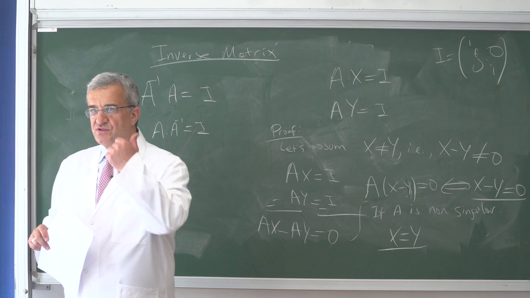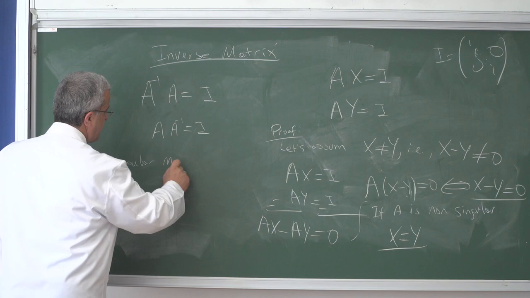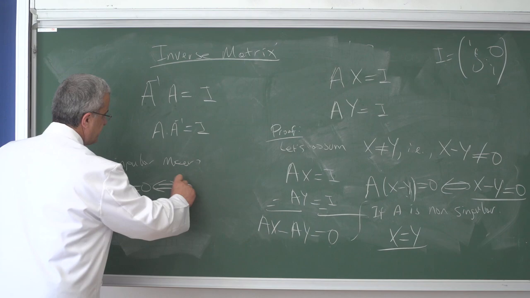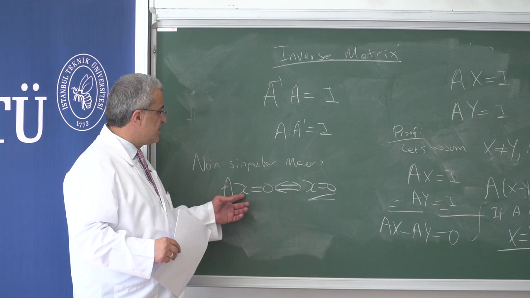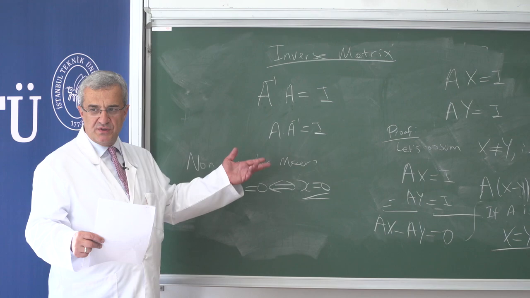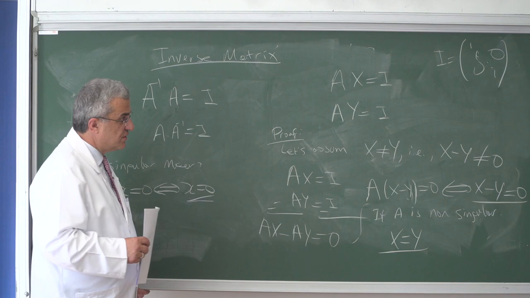If A is non-singular, non-singular means by definition that AX is equal to zero if and only if X is equal to zero, meaning there is no other solution other than X equal to zero. That's the definition of non-singular, okay? If there is another solution, there will be infinitely many solutions to that, right? There would be like the last row is zero or something like that. So if there is an inverse, then it is unique. Okay, how about left inverse and right inverse? Are they the same?